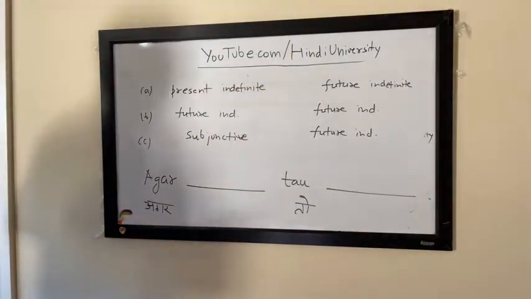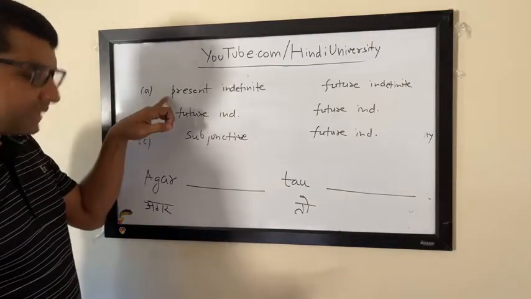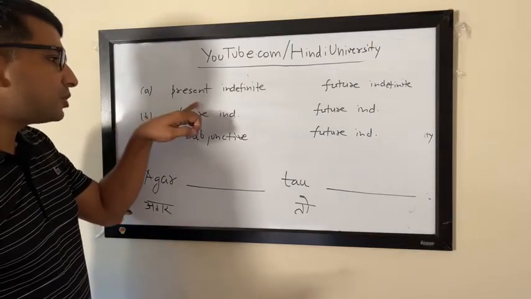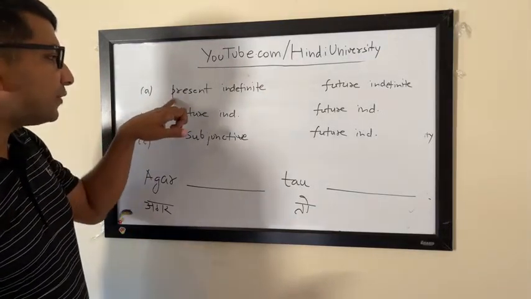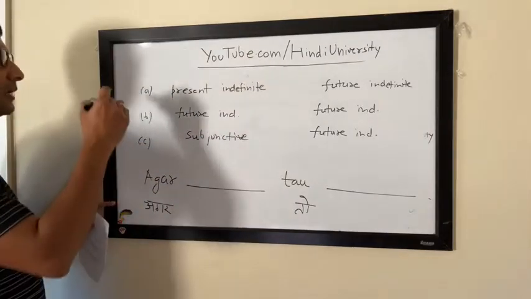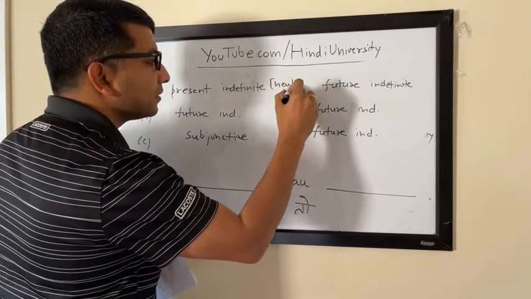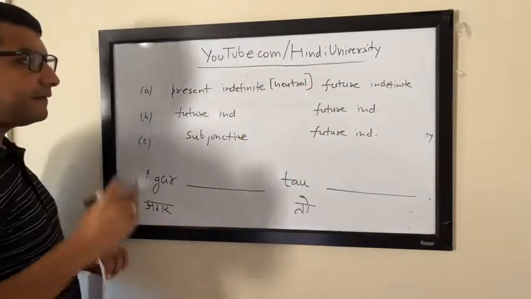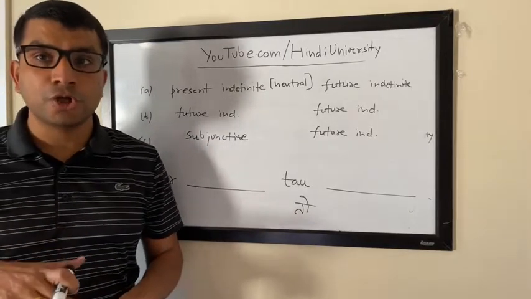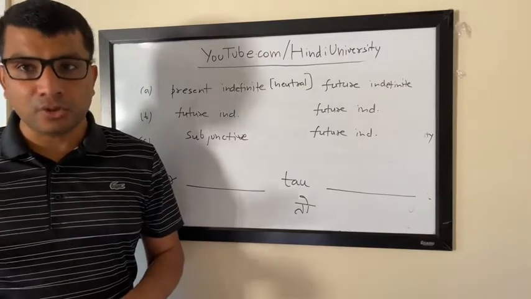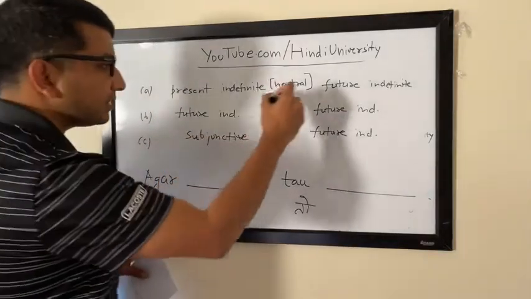However, the meaning will change, where the likelihood of the first event basically changes based on which verb form you are conjugating the first clause. If the first one is present indefinite and the second is future indefinite, the likelihood of this happening is neutral. So I'm going to just write it here, neutral. Which is basically, if it rains, my car will get wet. If you say the same sentence in Hindi, agar barish hoti hai, to meri car geeli hogi. The likelihood of rain happening is neutral. Okay, so that's the difference.